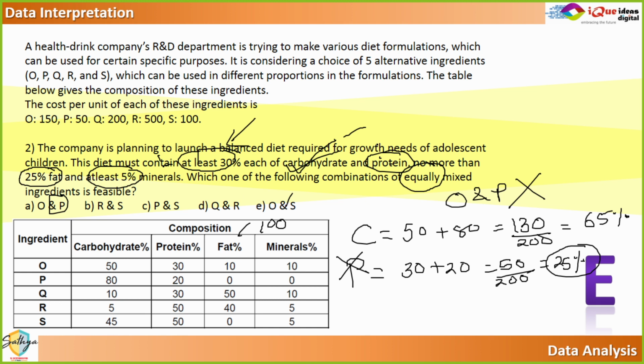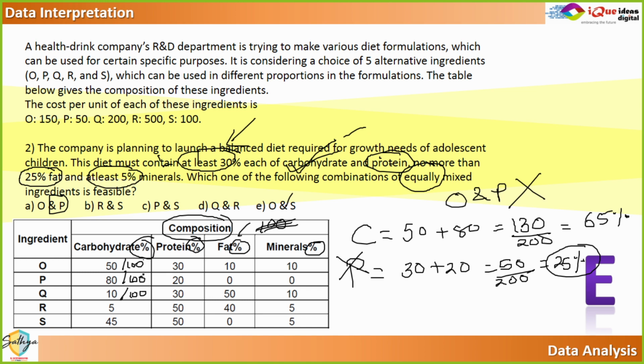Now Divyam, divide by 200. See, the composition, it is all percentage. Right? The composition is all percentage. So can I say all these values which are given, they are out of 100, 50 out of 100, 80 out of 100, 10 out of 100 and so on. Out of 100, this is the composition of carbohydrate in O, P, Q and so on. Do you get that? यहाँ तक समझ में आया?